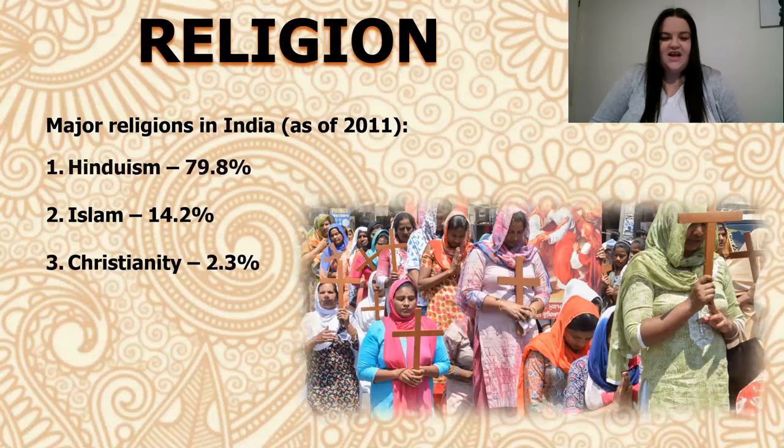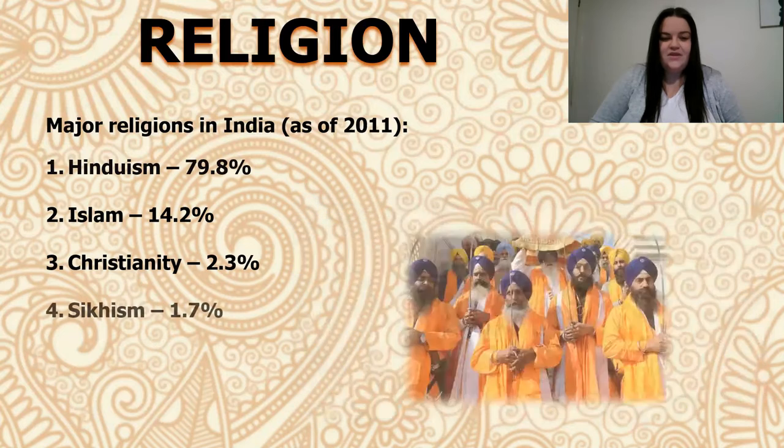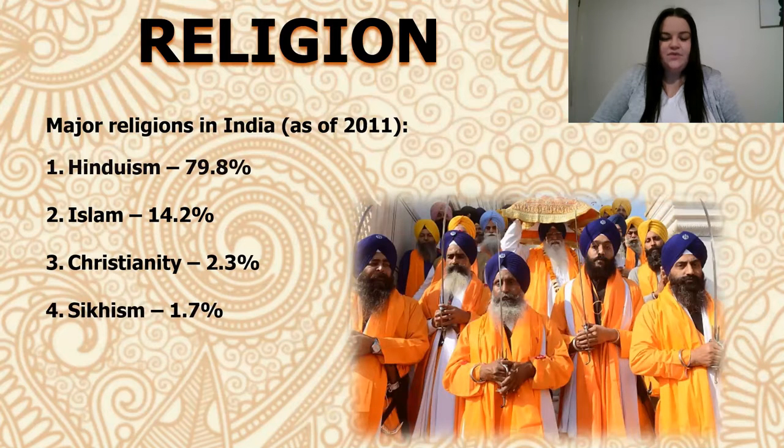Number 3 is Christianity. With 2.3% of the population identifying as Christian, the most prominent denomination of Christianity in India is Roman Catholicism. The southern state of Kerala has 25% of the total Christian population in India. Number 4 is Sikhism, with 1.7% of the population identifying as Sikh.